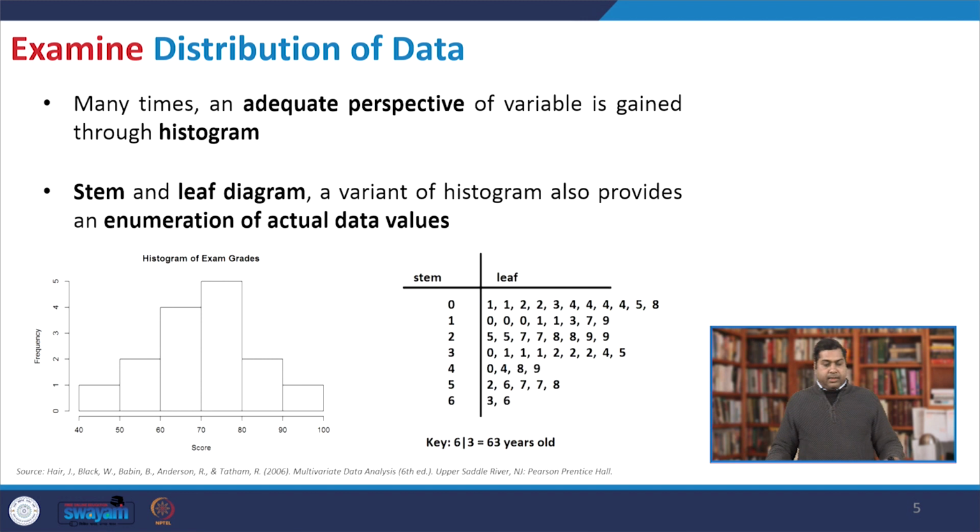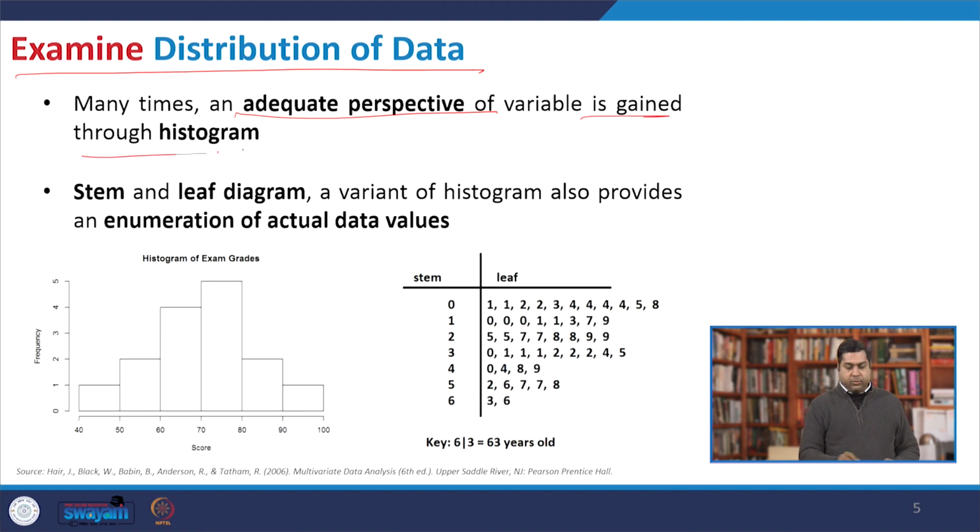Now in this case, what are the things that we normally do? We examine the distribution of data. Many times an adequate perspective of a variable is gained through a histogram. A histogram is nothing but a kind of bar chart that plots the frequency, the occurrence of that particular variable, or in simple words, the count of that variable in that data set.